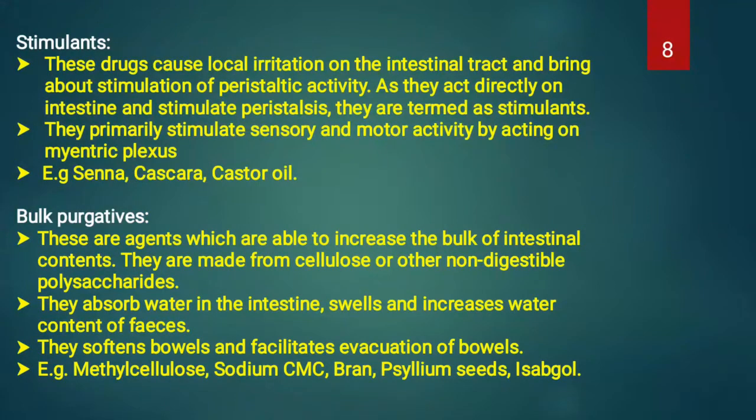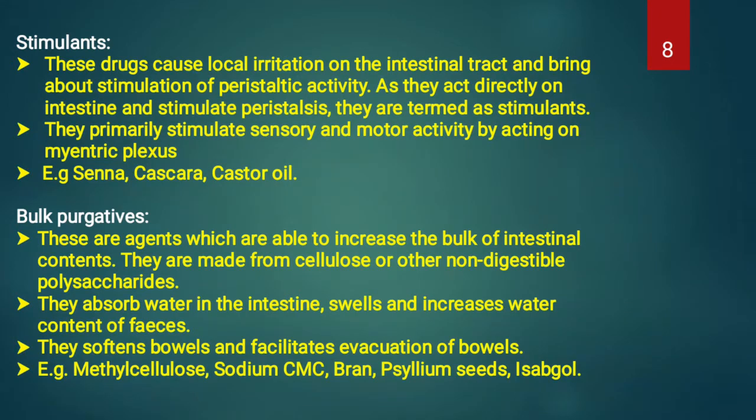Stimulants. Stimulants are the type of cathartics that basically act by causing local irritation on the intestinal tract and bringing about stimulation of peristaltic activity. As they act directly on the intestine, they stimulate peristalsis and therefore they are termed stimulant cathartics. They act primarily by stimulating the sensory and motor activity, acting mainly on the myenteric plexus. As I already told, examples of stimulant cathartics are senna, cascara, and castor oil.